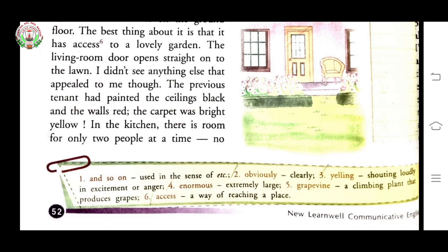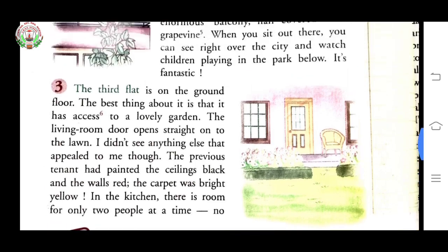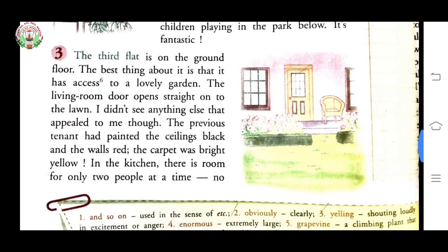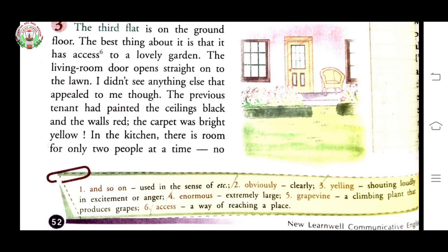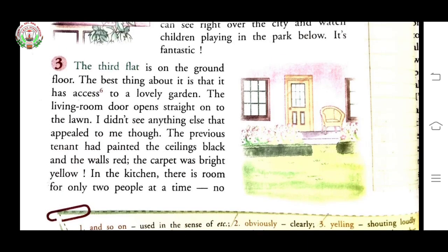They were also yelling. Yelling means shouting loudly in excitement or anger. Again, I am repeating, yelling means shouting loudly in excitement or anger. So, she is telling about the people next door. They are listening to loud music, and yelling means shouting to each other. To one another means to each other they are shouting.